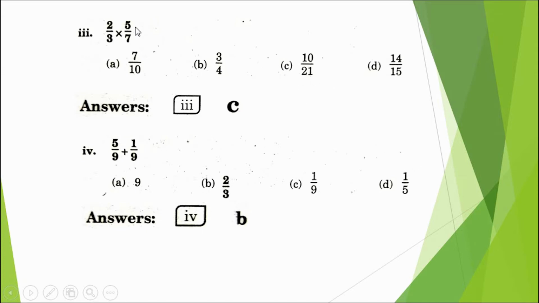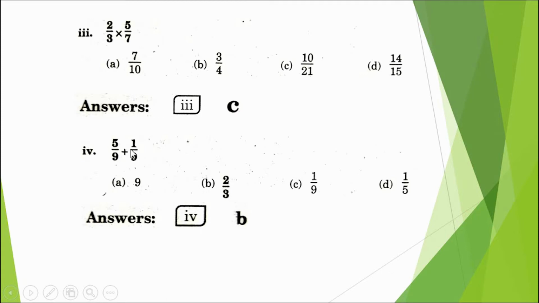2 over 3 multiply 5 over 7. Now we multiply, 2 5s are 10. Denominator will be 10. 7 3s are, 3 7s are 21. Denominator will be 21. Answer will be C, 10 over 21.